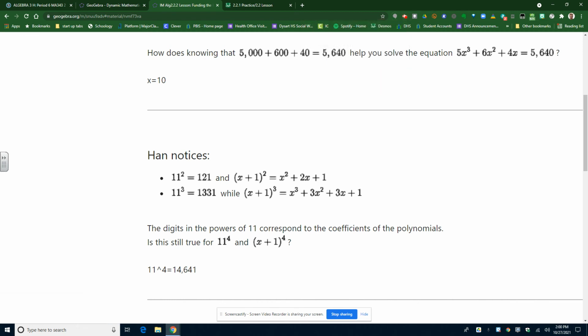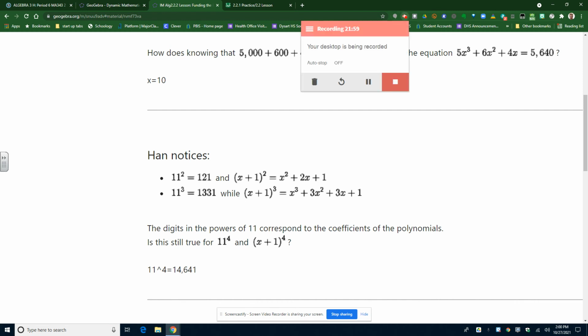Oopsies. Yeah, you should think about it. I want my tools back. What happened to my tools? Tools. Here we go. All right.